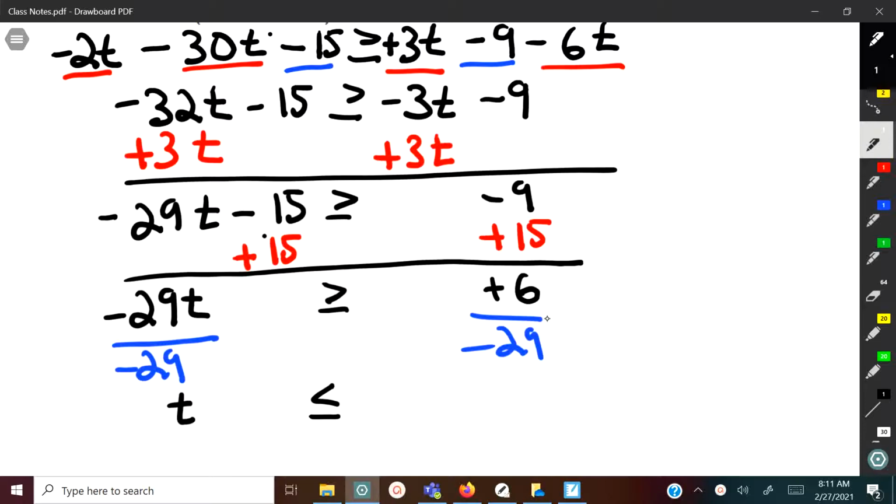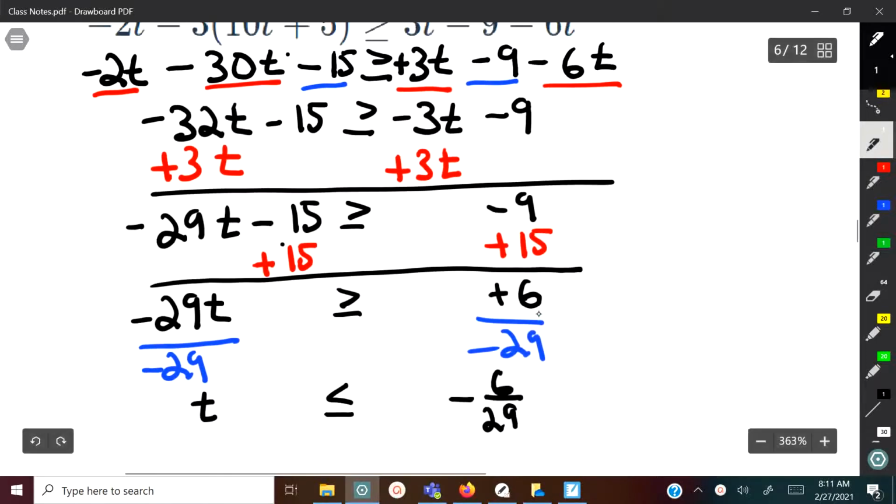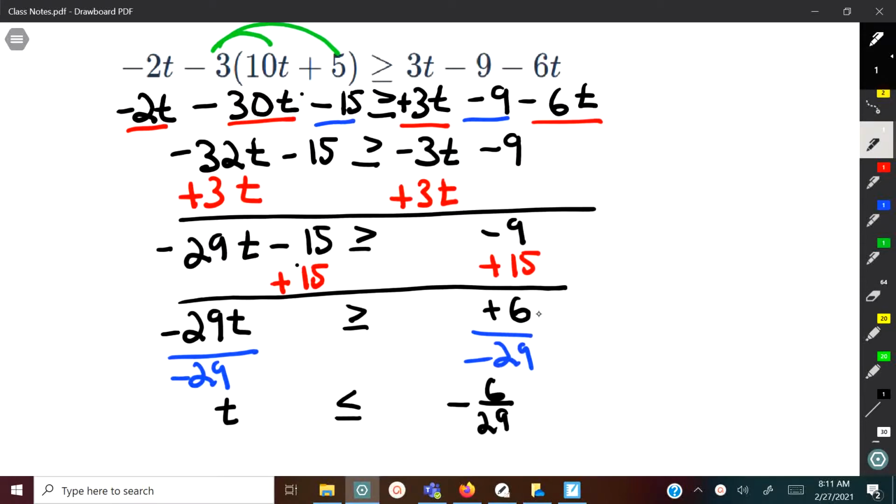And then we're going to simplify this 6 over 29. But there's not the same number that can go into both 6 and 29. In fact, I think 29 is a prime number. So since it doesn't simplify, we're just going to do the positive divided by a negative, which is negative. So that's going to lead us to negative 6 over 29. So let me zoom back out here so you can see the whole thing.